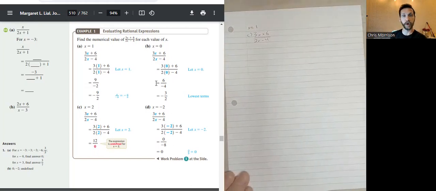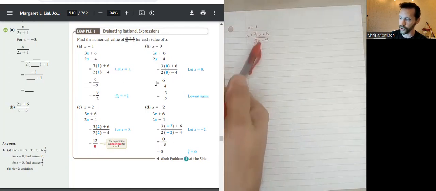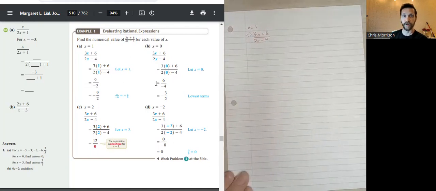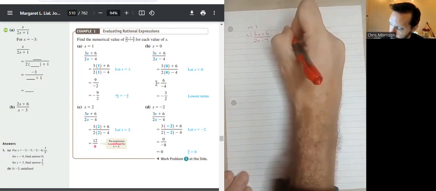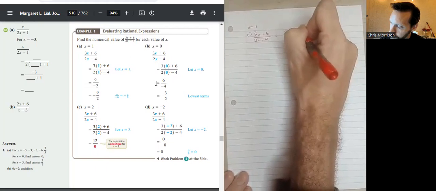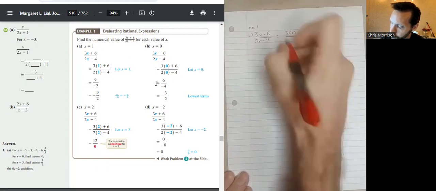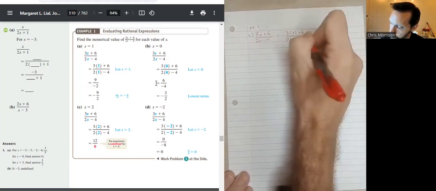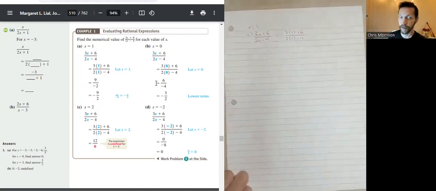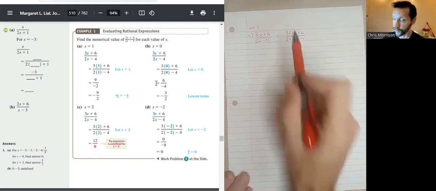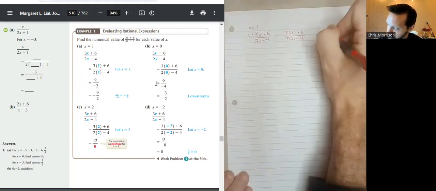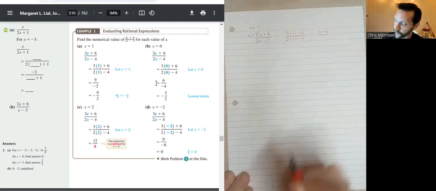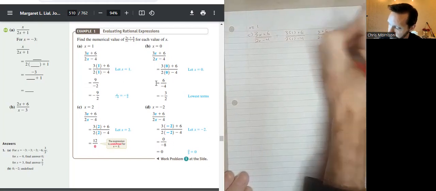So then how do I solve this? All you're going to do is substitute. Since x equals 1, just rewrite it. Everywhere you see x, just write 1. So that's going to be 3 times 1 plus 6 over 2 times 1 minus 4. And now we're just going to solve. What is 3 times 1? It's 3. You give your plus 6. And 2 times 1 is 2 minus 4.